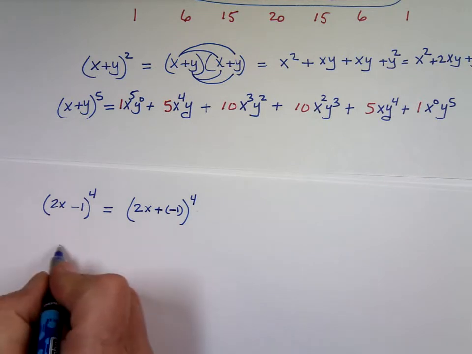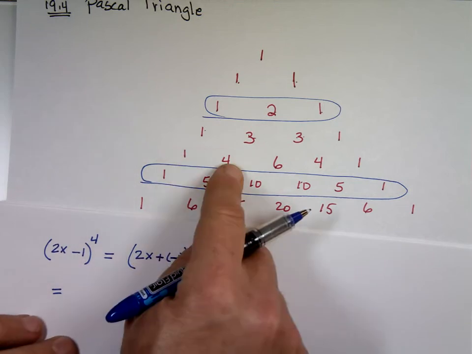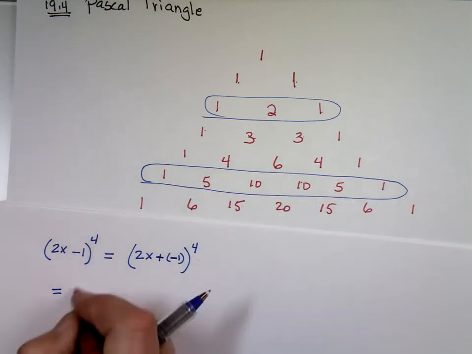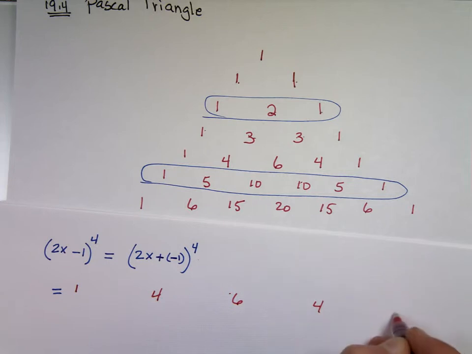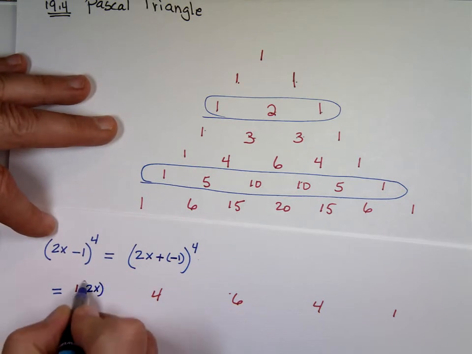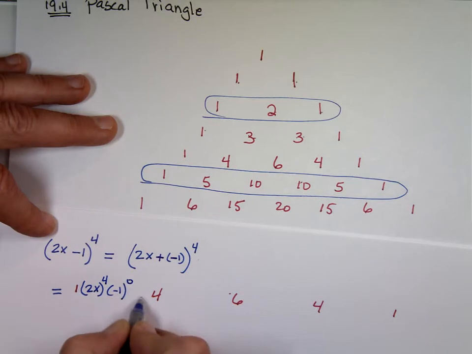So when the power is 4, the numbers are what? Let's look at the Pascal triangle. 1, 4, 6, 4, 1. 1, 4, 6, 4, and 1. Start with 2x to what power? 4. Negative 1 to what power? 0.